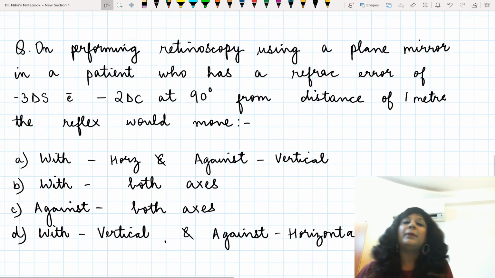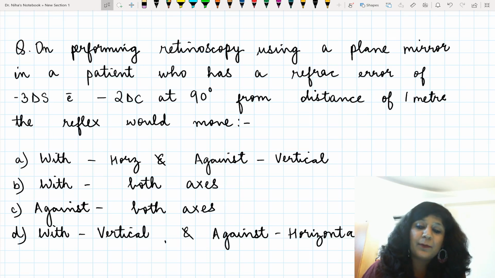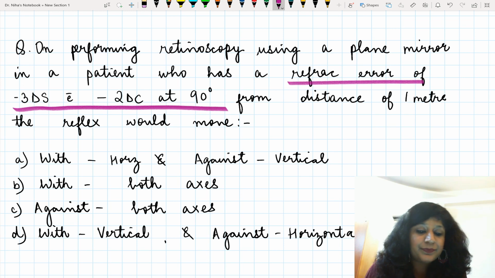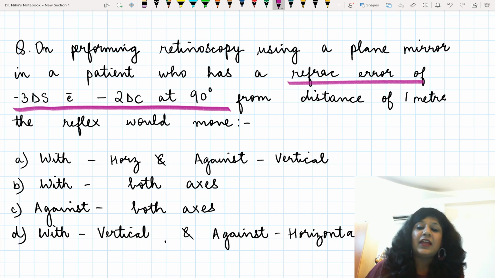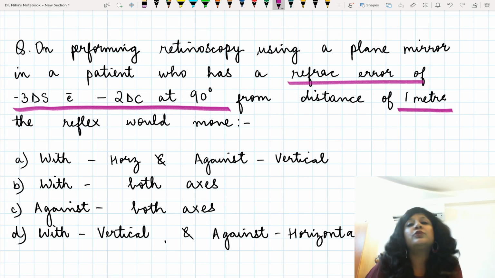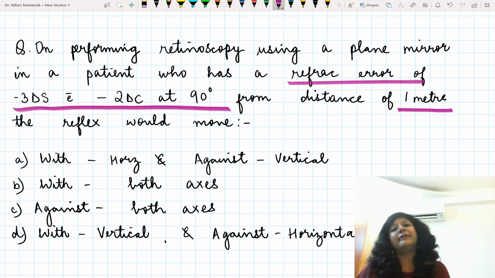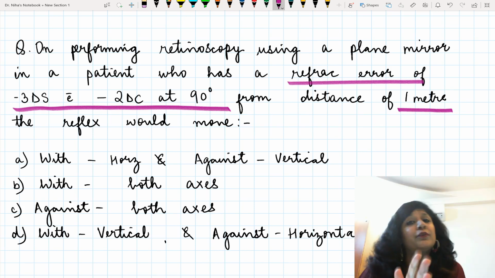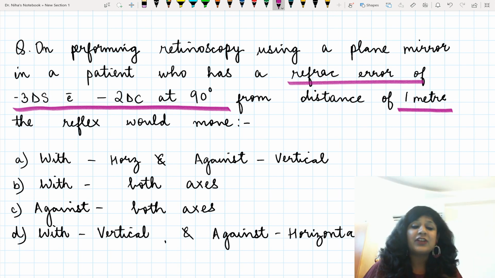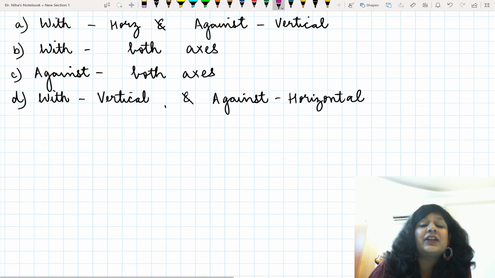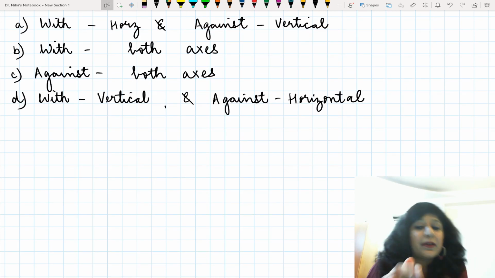Here, on performing a retinoscopy with the help of a plane mirror, a person is having a refractive error of -3 diopter spherical with -2 diopter cylindrical at 90. And again they have given you a distance also. We are doing it at a distance of 1 meter, plane mirror. What would be the reflex? Now in such kind of questions, you don't have to jump directly. You have to first convert it into retinoscopic findings.